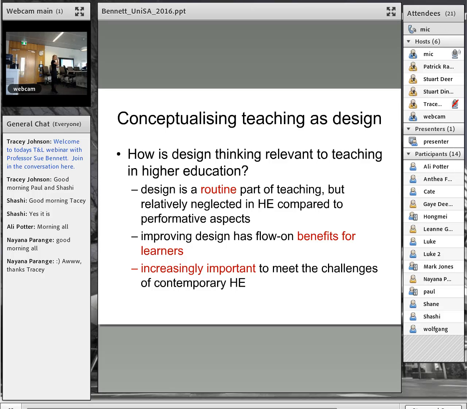So design and planning have always been a part of it, but it's not something that research has focused on in the past. So this movement to conceptualise teaching as design is to try to foreground some of that.